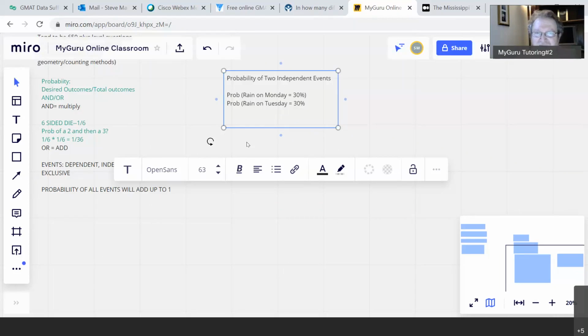If you've got probability of rain on Monday and probability of rain on Tuesday, if I asked you, what's the probability of rain on either day? Any thoughts on this? Now remember, normally I said the "or" probabilities would be add, right? So for example, if we were dealing with a die again, if I said, what's the probability of getting a 2 or a 3, it would be 1/6 plus 1/6. Is this the same situation?